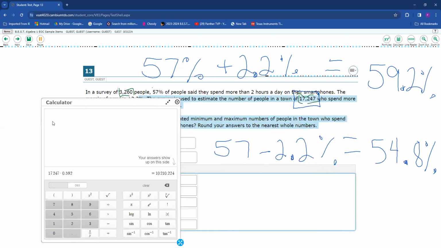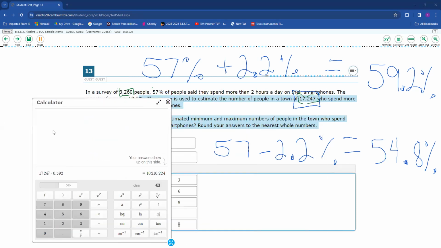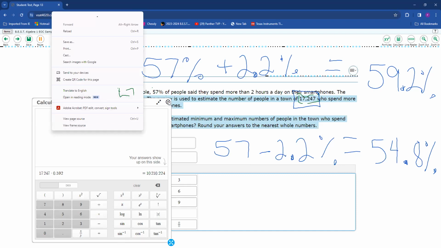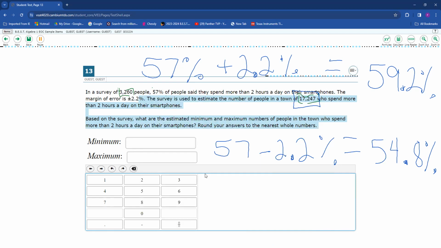Let me see if I can get rid of this calculator. Okay. I lost the amount, but let me use my handheld calculator. So 17,247. Sorry about that. Doing my best here. Times 0.592. 10,210. That's the maximum. That's the maximum. I placed it on the minimum, so always be careful.